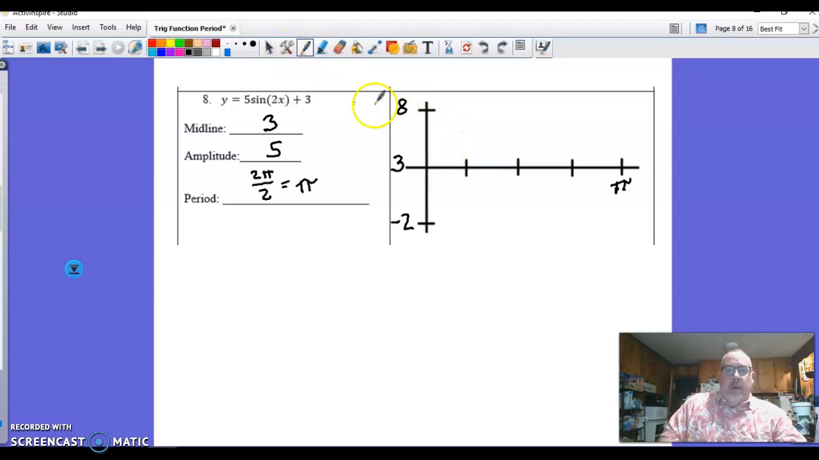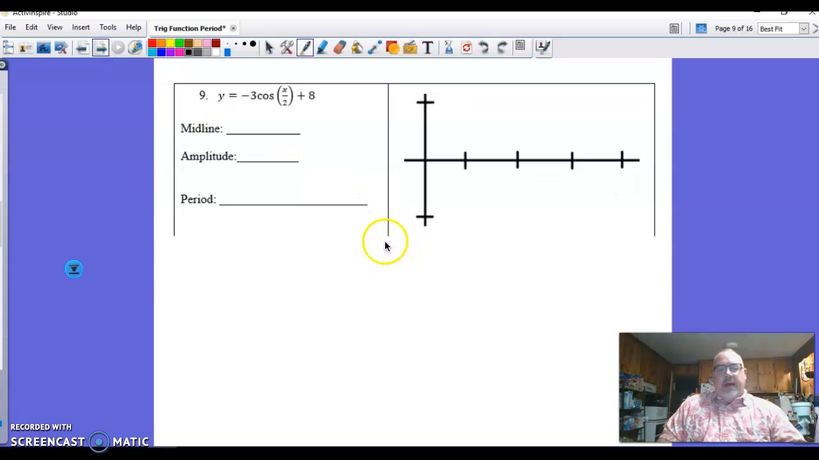Okay. So it's sine, it's positive, it's going to start, go to the maximum of 8, back to the middle at 3, the minimum of -2, back to the middle. Sine. All right. Should be able to do number 9. And then this video will stop and there'll be a part 2 to finish the rest of them.